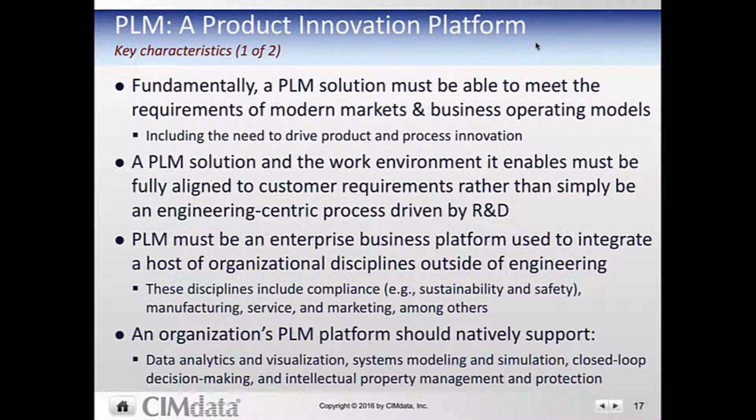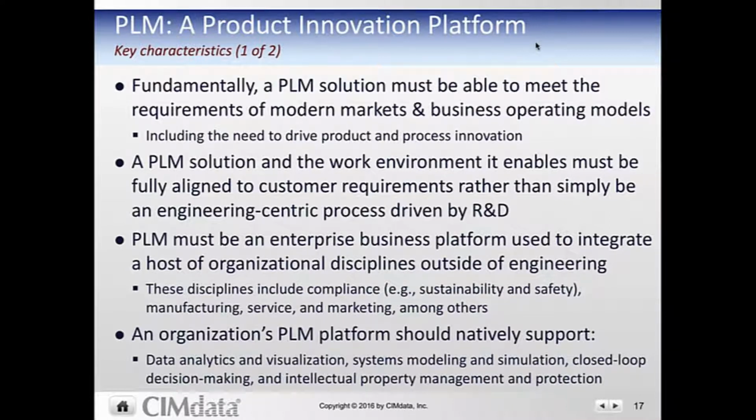And the solution really should have a set of capabilities that are natively supported, like data analytics and visualization, forms of modeling, information modeling, system modeling, closed-loop decision-making. That's why the data has to be brought together in a way and in the context of the user so that they can make better decisions. And then intellectual property management protection, certainly are core capabilities we expect to see built out. And many, like PTC, are already building these out into their solutions and providing these types of platforms. And we expect that to continue in the PLM market in the years to come.